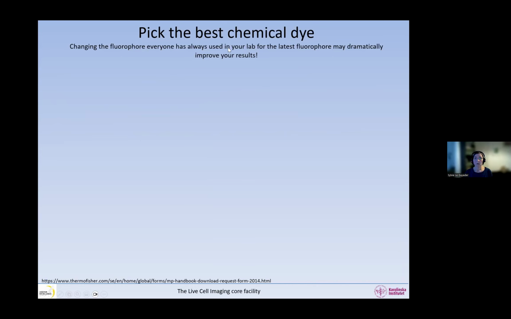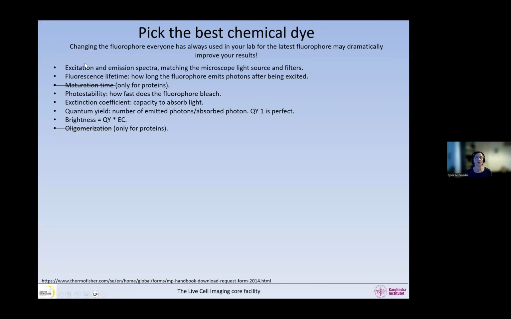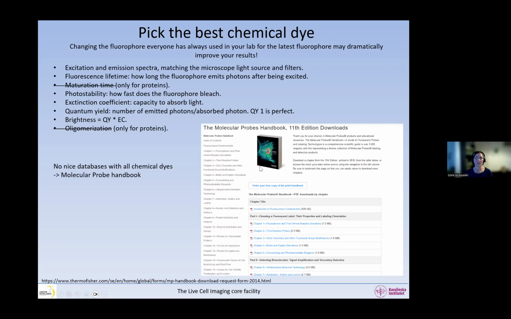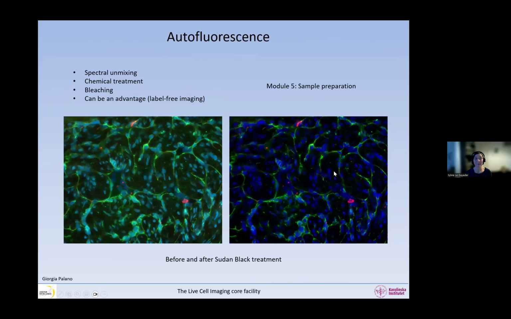So it's the same thing. You should pick also the best chemical dye. Unfortunately, we do not have the same tool as fpbase.org to choose or to compare the chemical dyes. So we have exactly the same thing that we can consider: photostability, the brightness, etc. But of course, the maturation time and the oligomerization is only for proteins. But otherwise, the same applies to everything else. What you can do to find them is to go to the Molecular Probes Handbook. There's a lot of fluorophores that you can find in here, lots of questions, and you can ask the company, Thermo Fisher, for help in finding the best fluorophore for your own sample to replace, for example, the one that your lab has been using and maybe is not the best possible now.